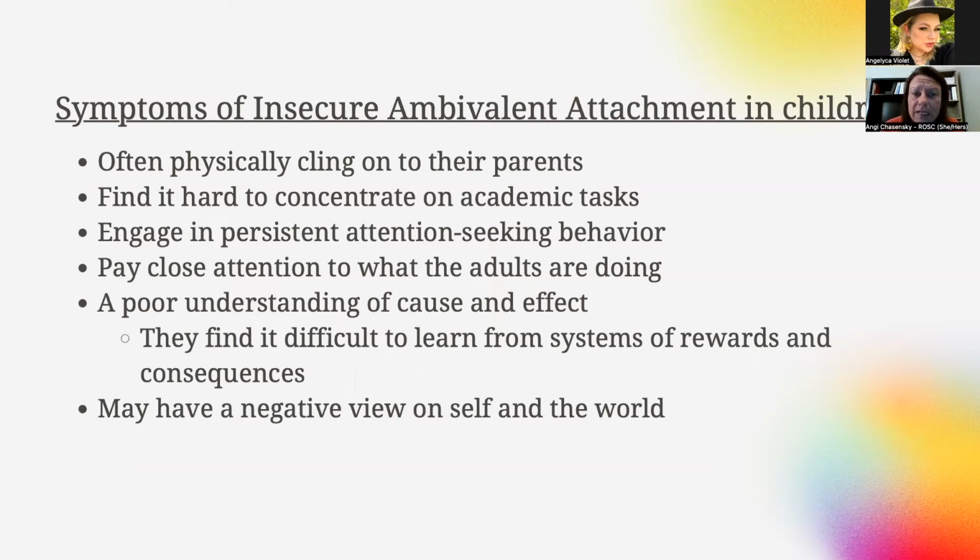The child may pay close attention to what the adults are doing, because they, again, don't trust what to expect or predict next. A poor understanding of cause and effect can be prevalent. They may find it difficult to learn from systems of rewards and consequences. And they may have a negative view of self, the world, and their place in it.